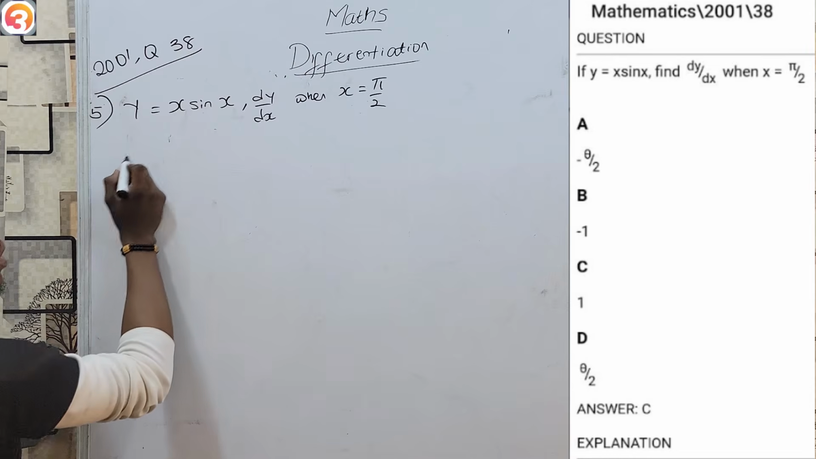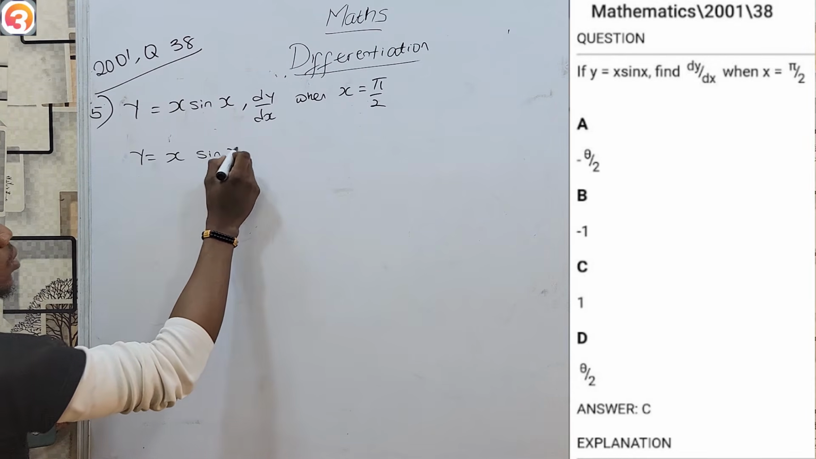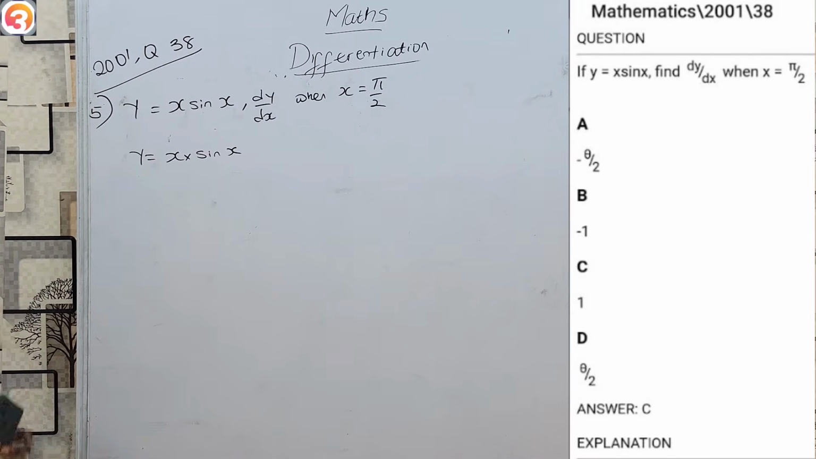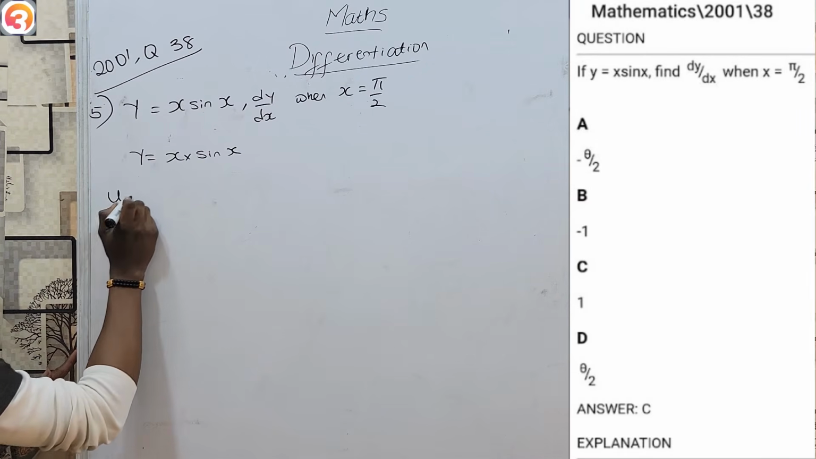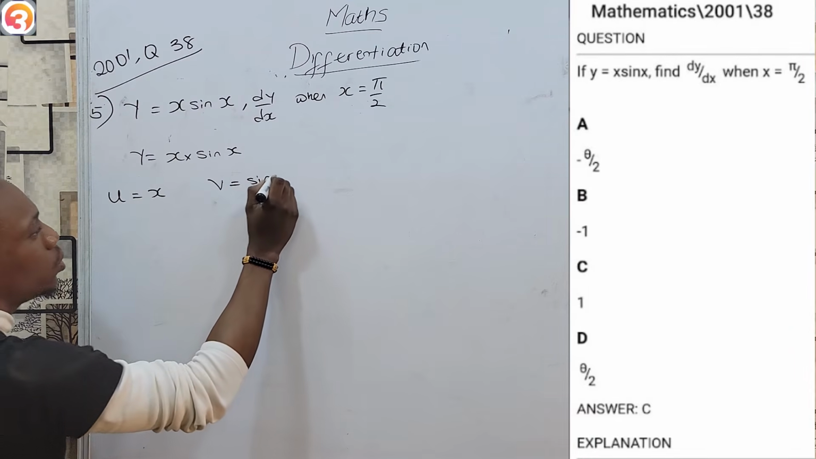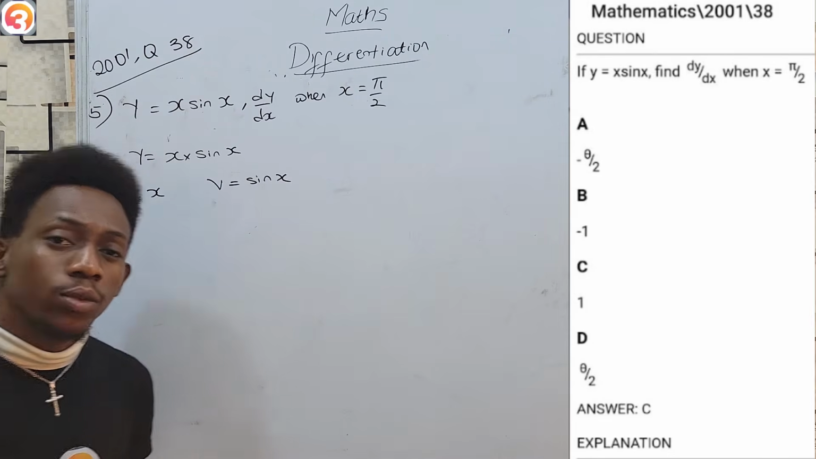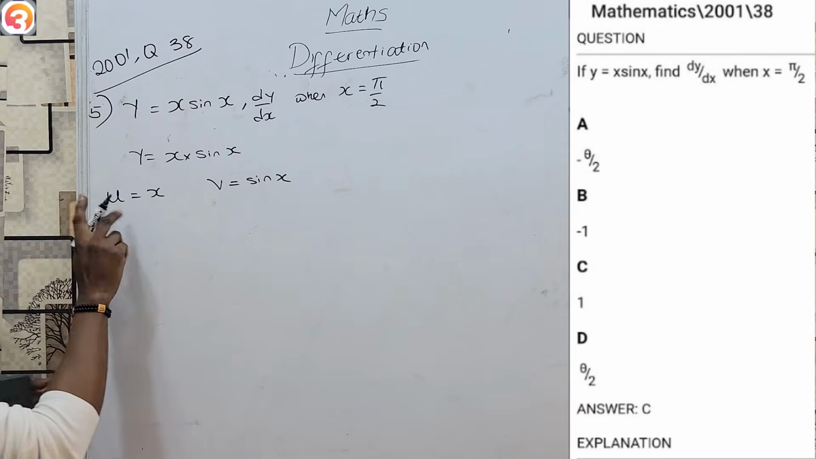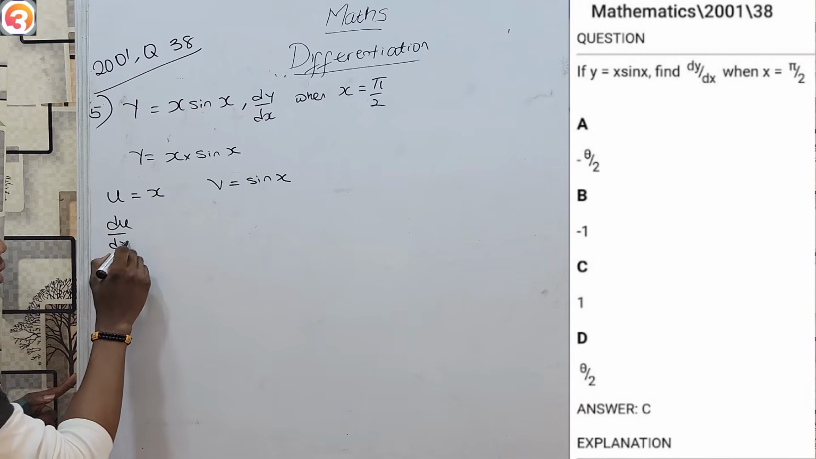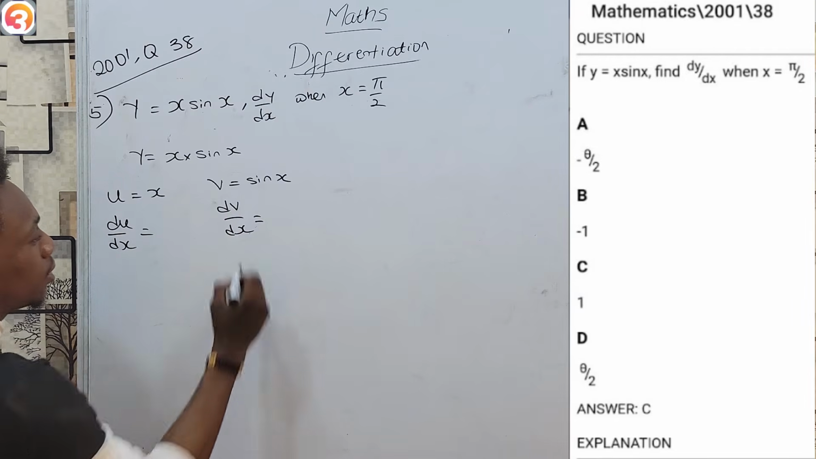Now obviously, these are two different things multiplying each other, two different variables. One is x and the other is sine x. So let's separate them. Let's say u equals x and v equals sine x. As I'm multiplying, I now have to use product rule. And for product rule, I don't just need only u and v. I also need to know du dx and dv dx.